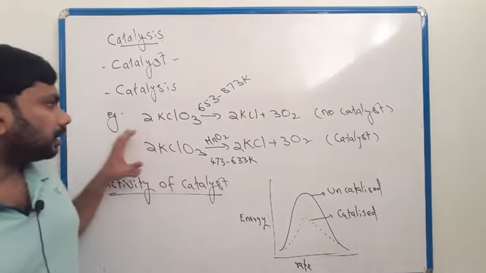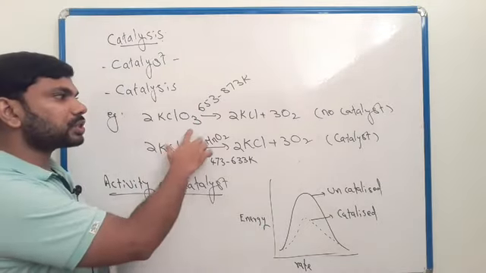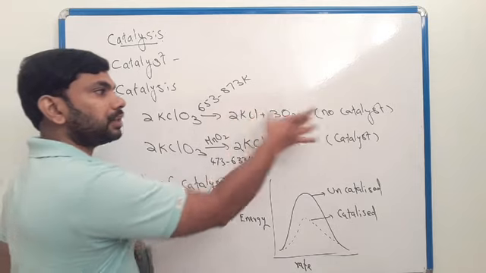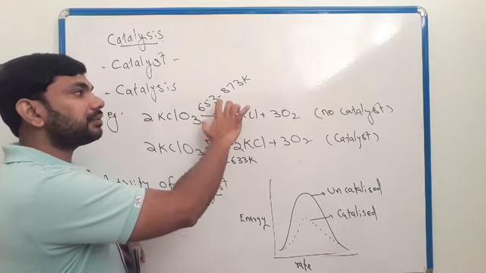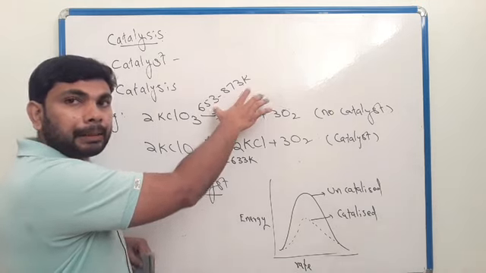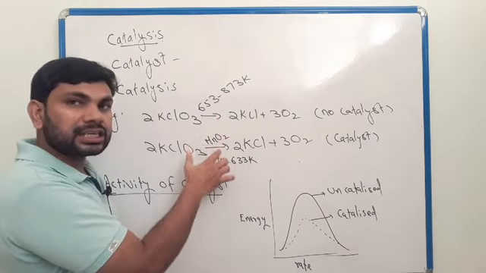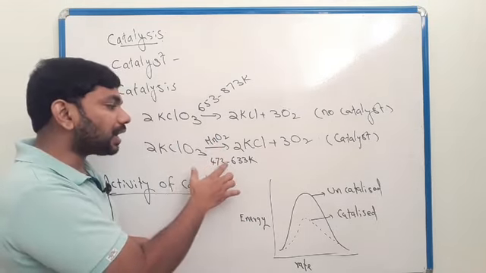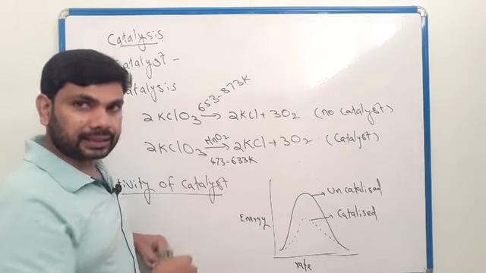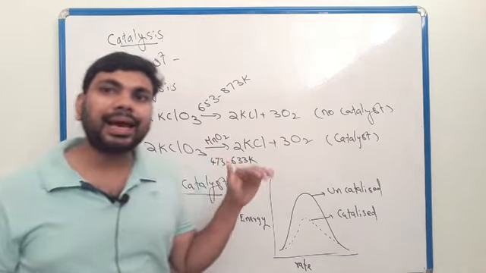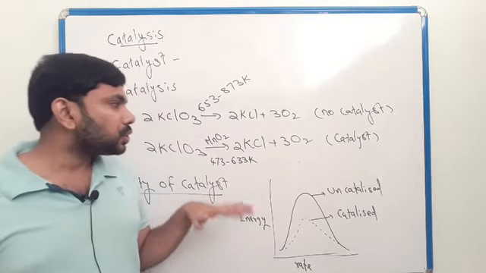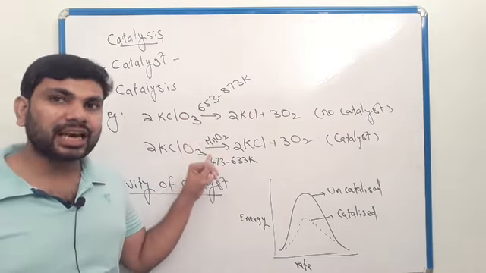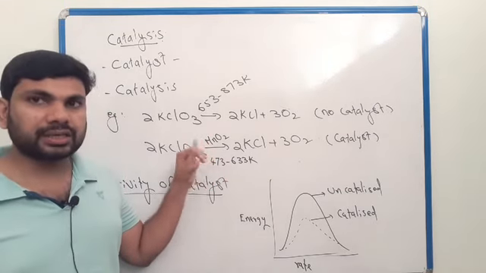Look here at one chemical reaction: potassium chlorate, on strong heating, forms potassium chloride and oxygen. Without a catalyst, this reaction needs 653 to 873 Kelvin. But the same reaction in the presence of the catalyst manganese oxide needs only 473 to 633 Kelvin. So in the presence of a catalyst we have to give a lower temperature. Here manganese oxide acts as a catalyst. This is one example of a catalyst.